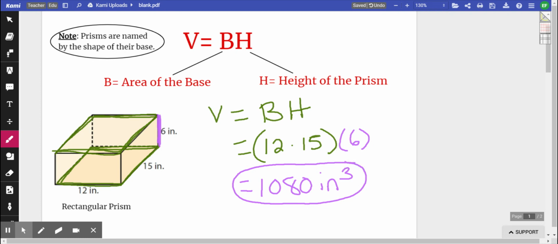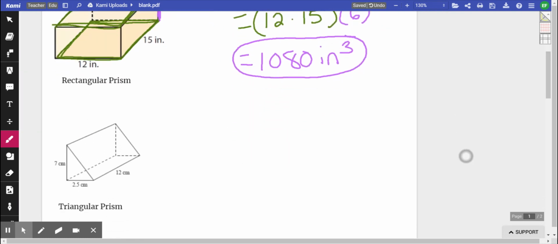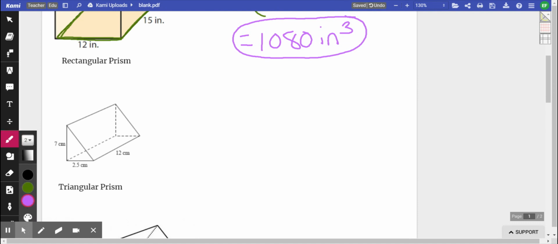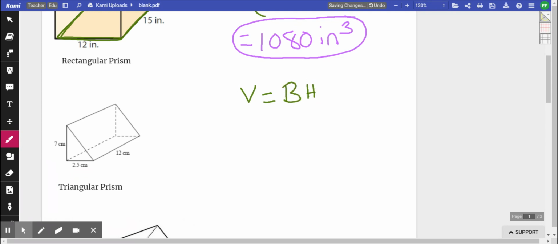All right, one example down. Let's take a look at our next one. So like I said before, we're going to start out with the same formula. Volume is equal to area of the base times the height. We just have to figure out what our base is.